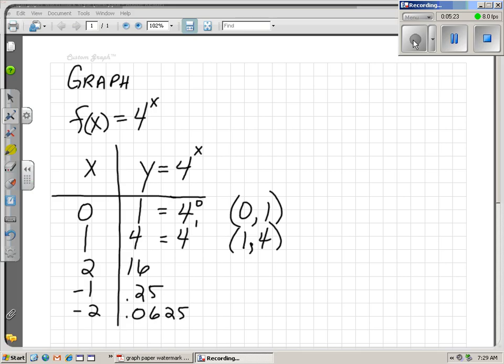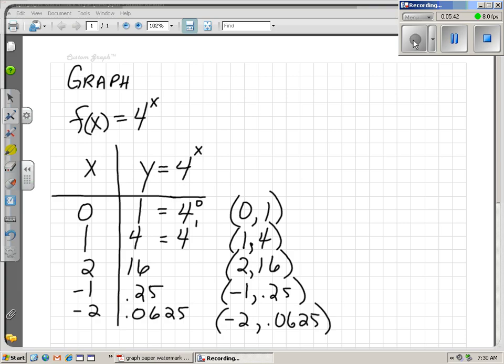And notice that as I put in bigger positive x's, I get humongous y's. It's getting real big real fast. That's exponential growth. When I plug in a few negative numbers, it starts getting smaller. And when I go to -2, it's really, really small. So let's see what that looks like on a graph.